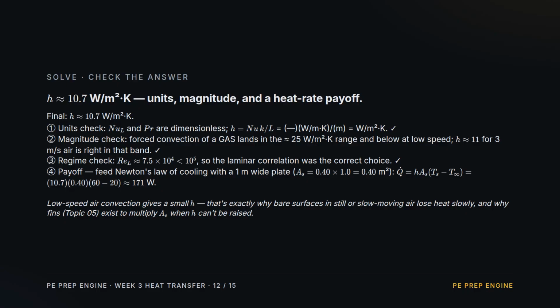4 checks. Units. Nusselt and Prandtl are dimensionless, so Nusselt times K over L gives watts per square meter Kelvin. Magnitude. Forced convection of a gas lands around 25 and below at low speed, and about 11 for this air sits in that band. Regime. Reynolds was below 10 to the fifth, so laminar was the right pick. Payoff. Feed Newton's law of cooling with a 1 meter wide plate, and Q dot is about 171 watts. Small h is exactly why fins multiply surface area when you can't raise it.